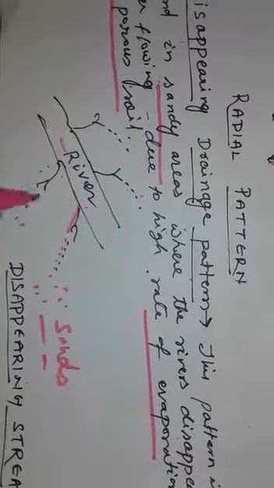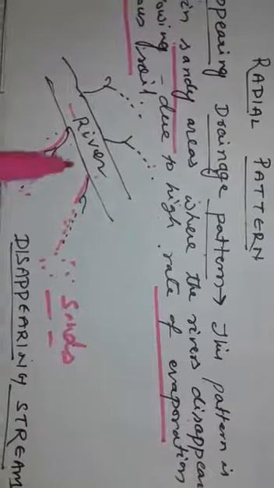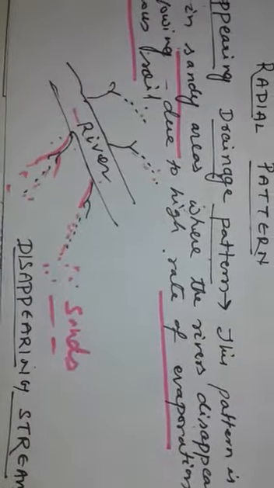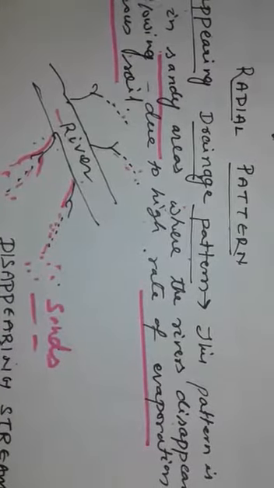See, this is the main river. Tributaries came out like this and again they disappeared. I put the dotted marks over here. So children, this is about the disappearing drainage pattern.